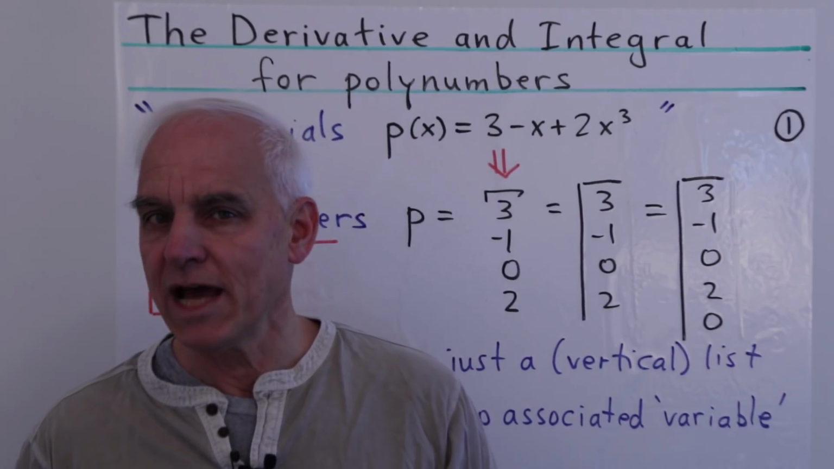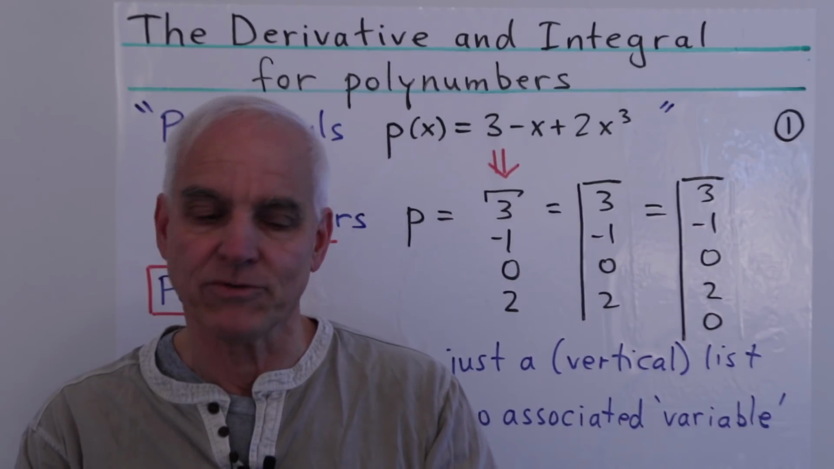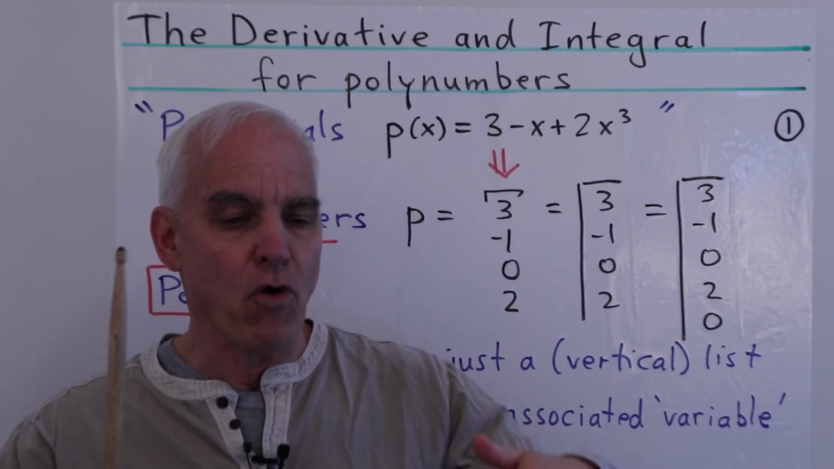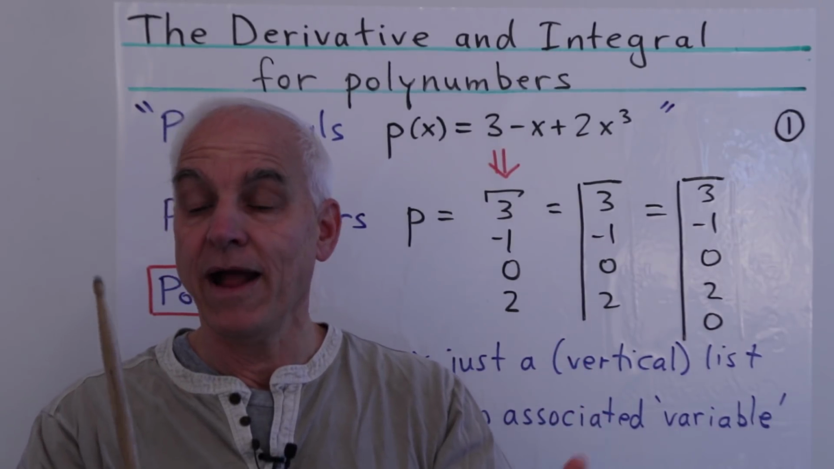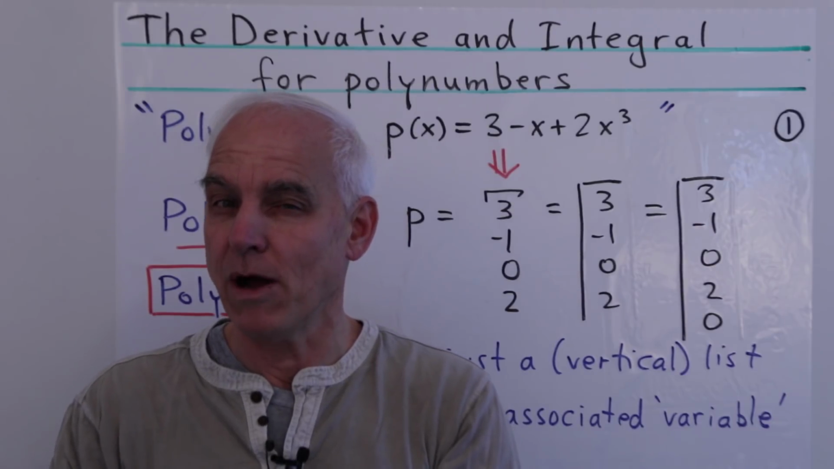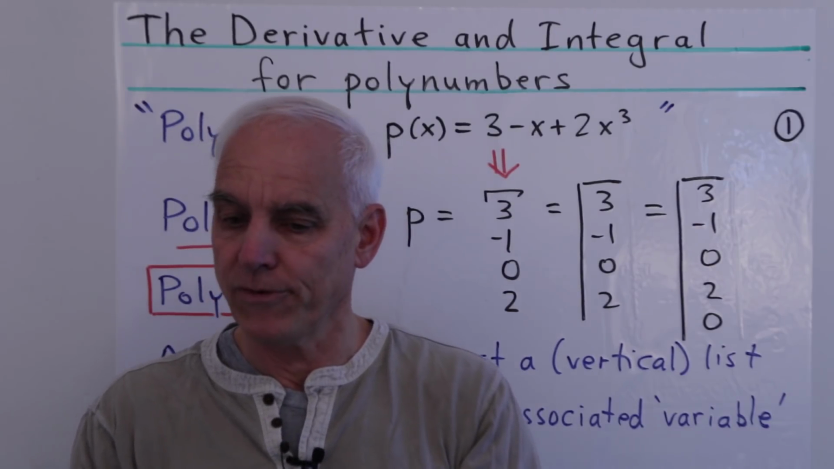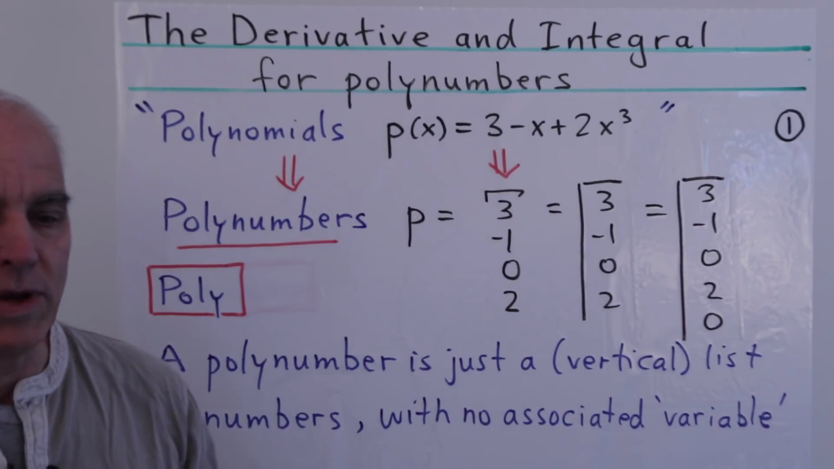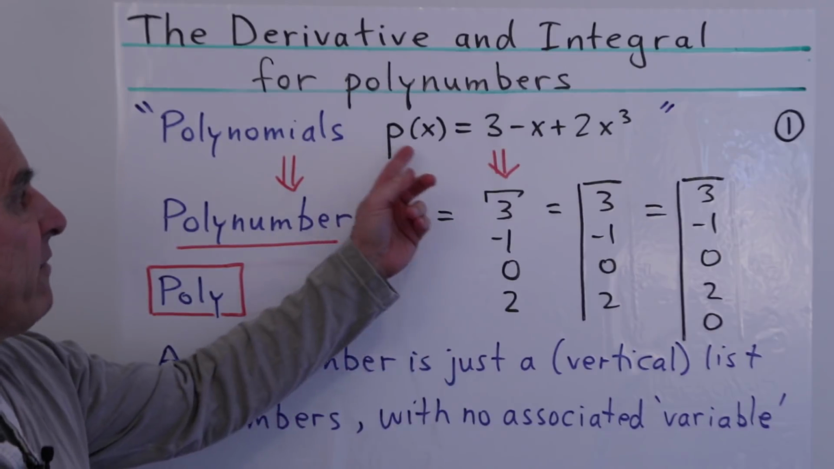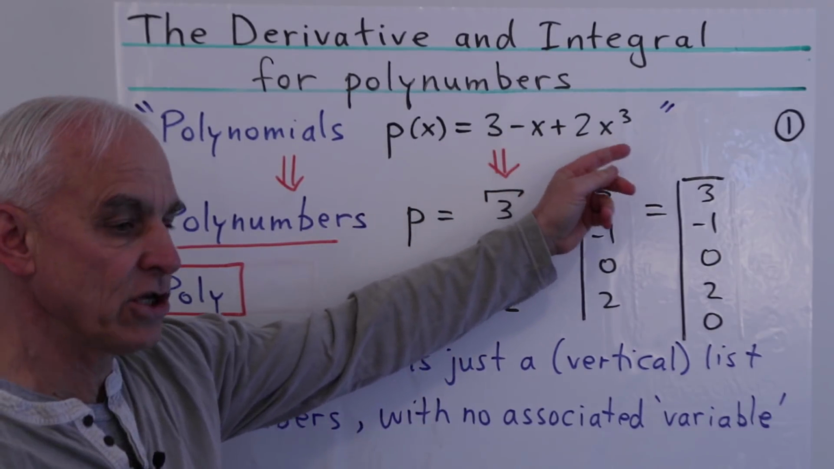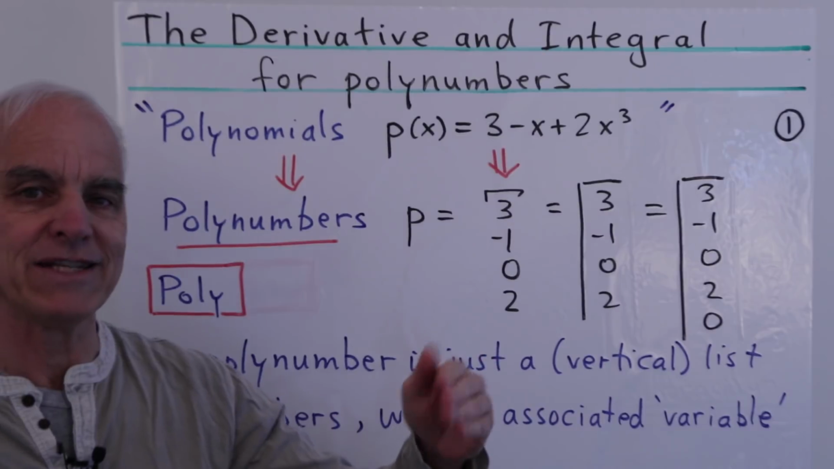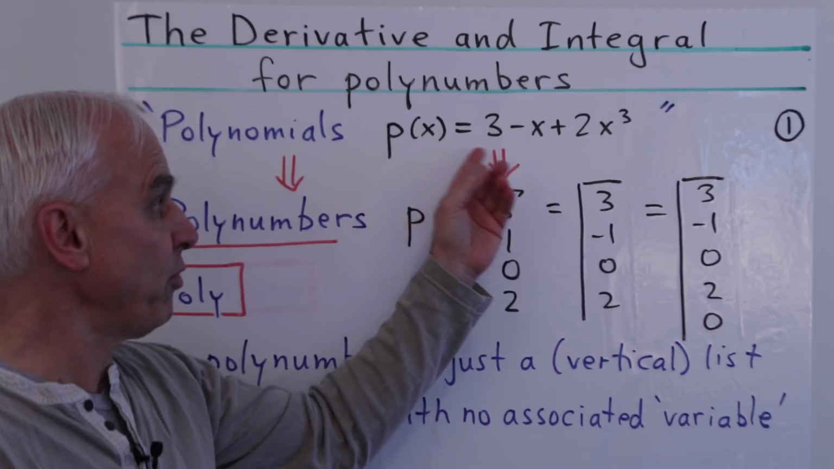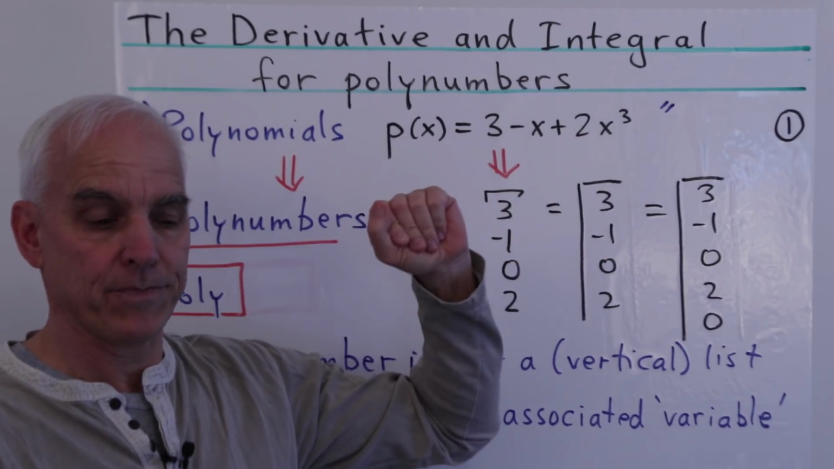In today's video we want to have another look at polynumbers as a replacement for polynomials and just reinforce the formal approaches to the derivative and the integral that we've already talked about for such polynumbers. So in traditional calculus courses we have polynomials. Things like p of x equals 3 minus x plus 2x cubed. And this is often thought of as a function that inputs some number x and outputs this number here.